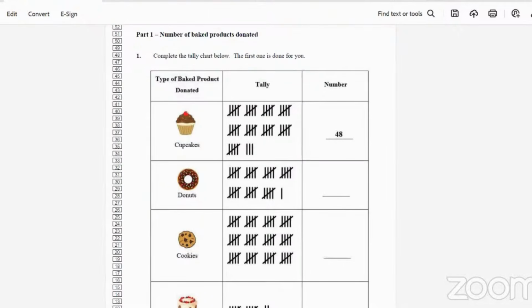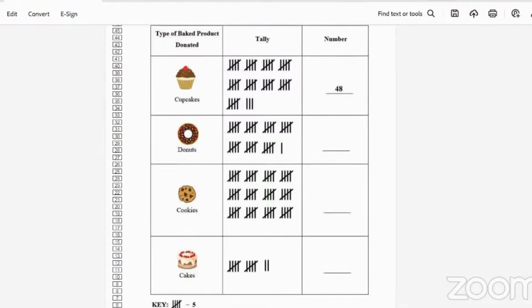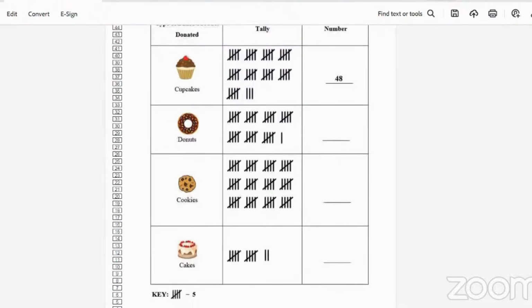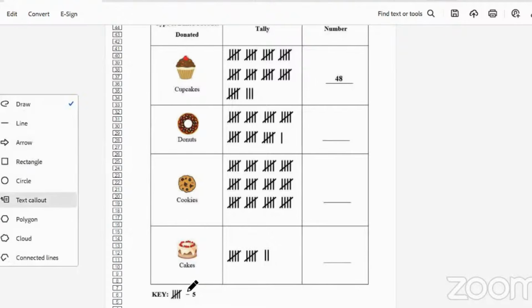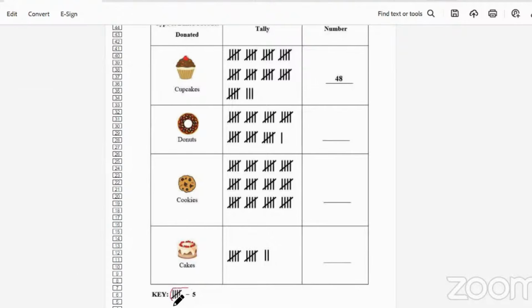Okay, so for part 1, number of baked products donated. So you're going to complete the tally chart below. The first one is done for you. So they have done the cupcakes, okay? So as the key suggests at the bottom here, okay, this represents 5, okay, the number 5.